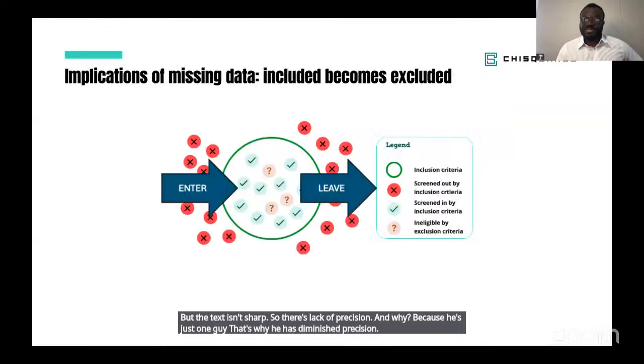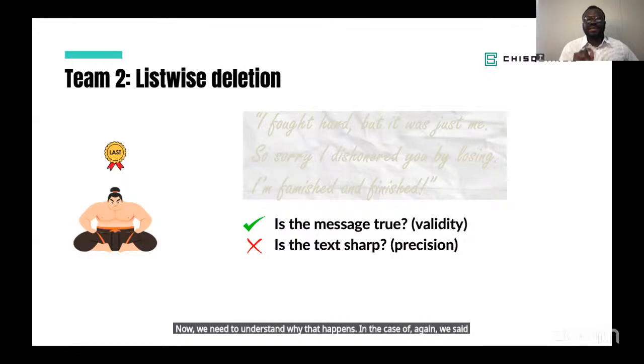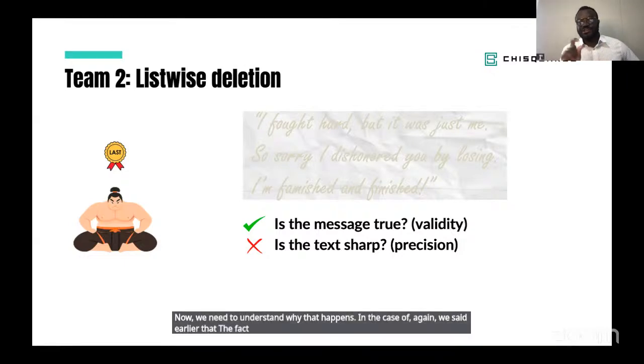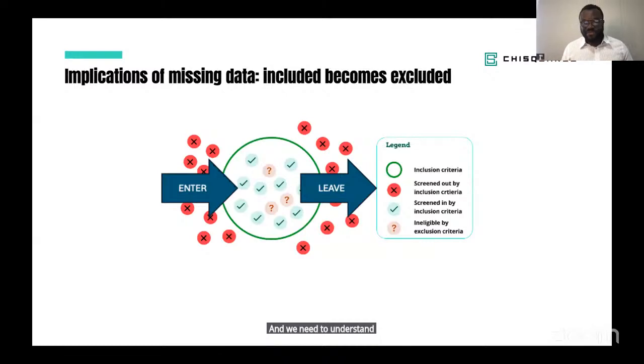Now, we need to understand why that happens. Again, we said earlier that the fact that you have listwise deletion doesn't necessarily mean that it's valid automatically. And we need to understand the scientific basis of that statement. So here is what happens when people leave your study. People enter and people leave. This act of leaving is what we call missing values, because of course it's still in your data set, but it is not actually there. It's just the ghost of itself.